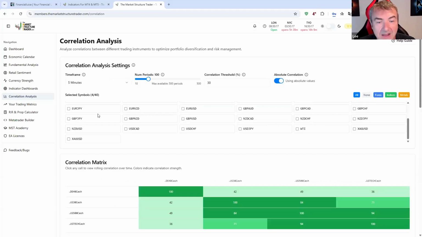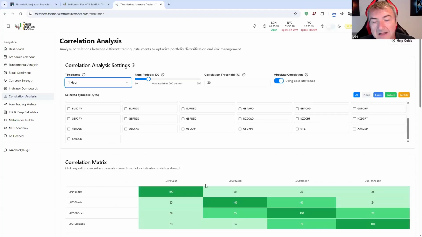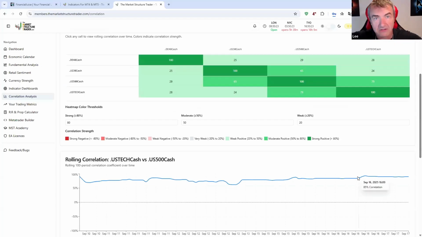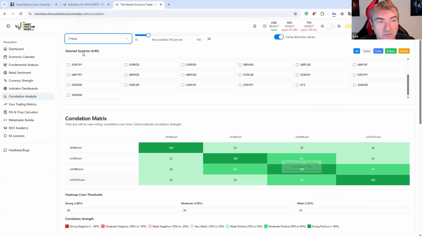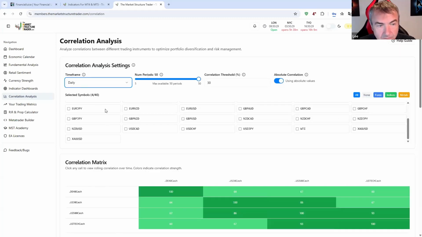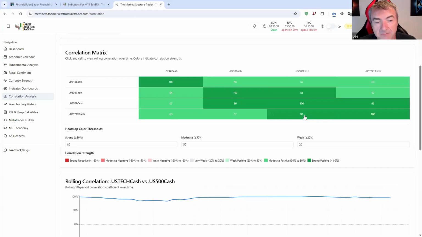If I switch over to the hourly, they become a little bit less correlated because there's more intraday movement within the hourly candlesticks. And if we go over to the daily, you can see that 93% of the time they do exactly the same thing. So there's absolutely no point in taking long-term trades on both of these together. Pick one or the other.